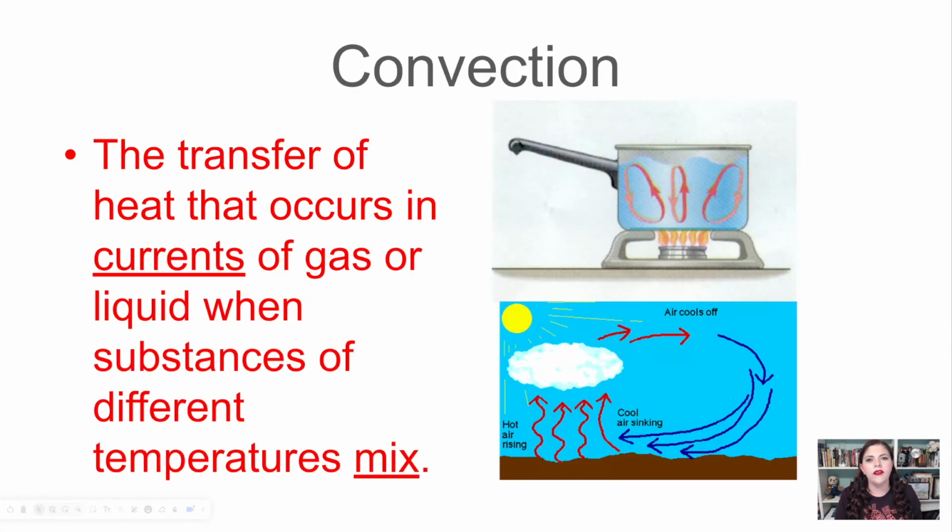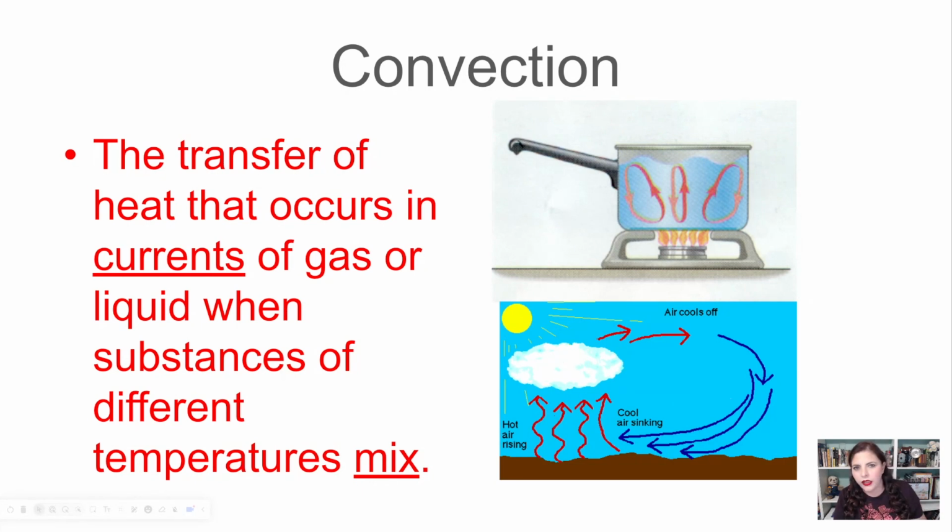Second one, convection. Convection has to do with currents. And we'll talk more about this when we talk about the convection currents in the mantle. But basically, this has to do with density. Stuff that is hot is less dense and it wants to float up. Stuff that is cold is more dense and it wants to sink.